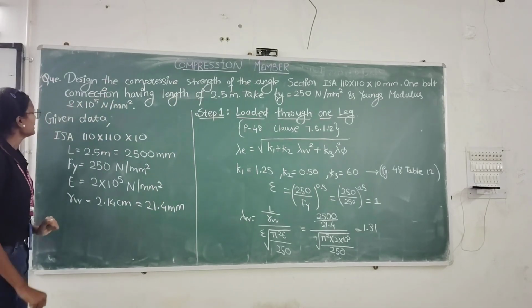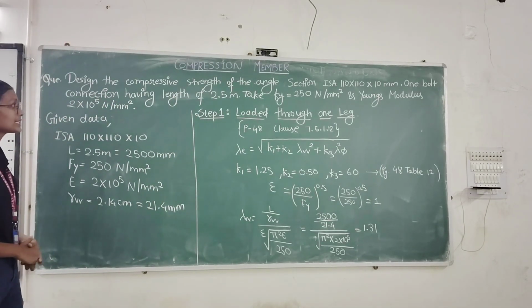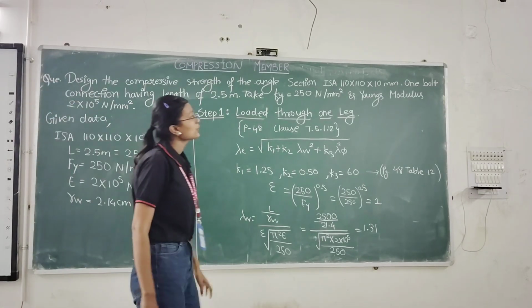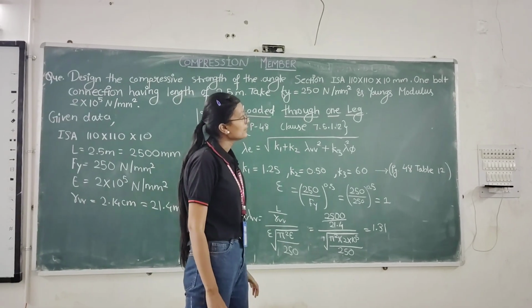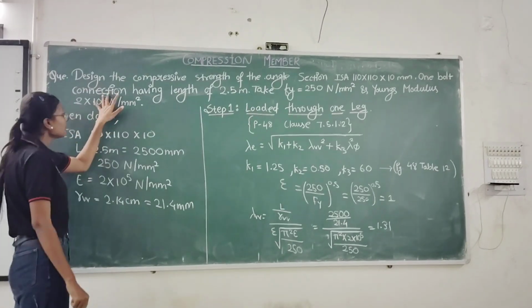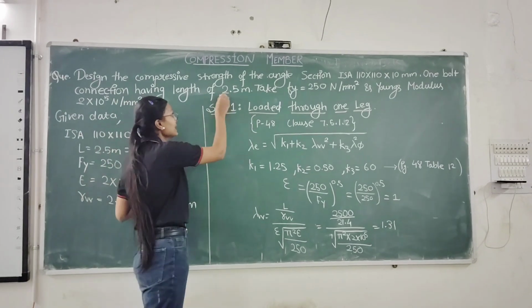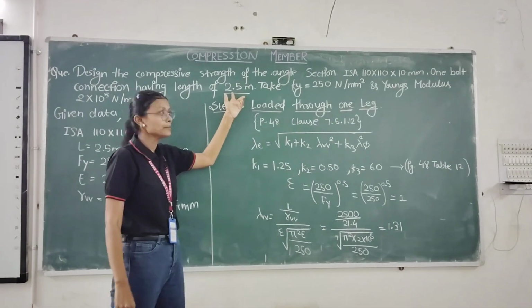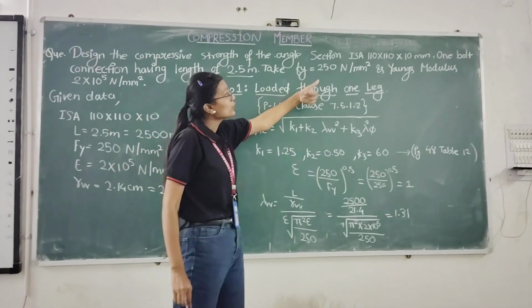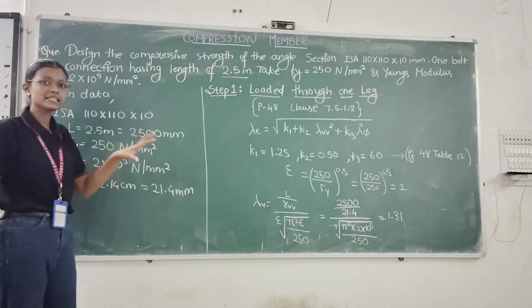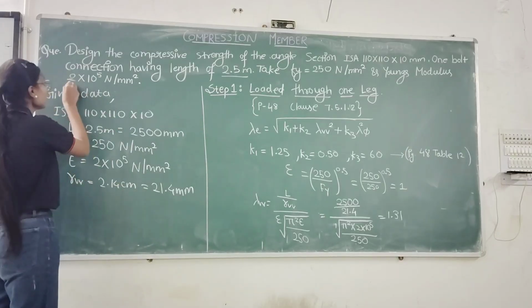So, the question is like this: design the compression strength of the angle section ISA 110 x 110 x 10 mm, one bolt connection, having length of 2.5 meter. Here length is given, that is 2.5 meter. Take Fy 250 Newton per mm square and Young's modulus. If Young's modulus is not given, then you can take this value.